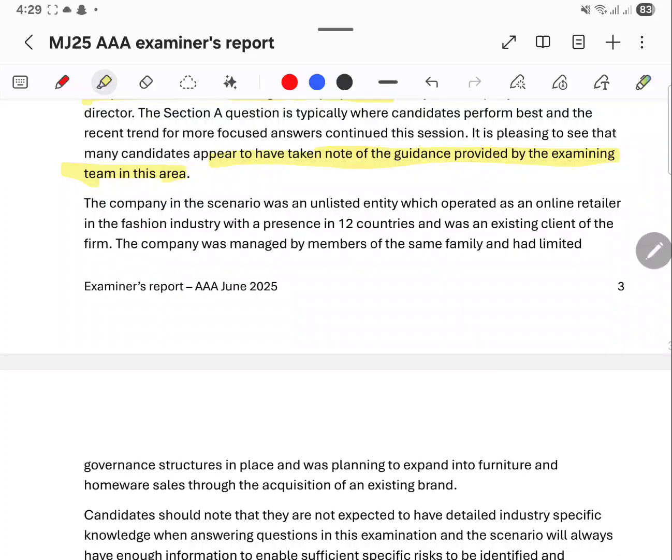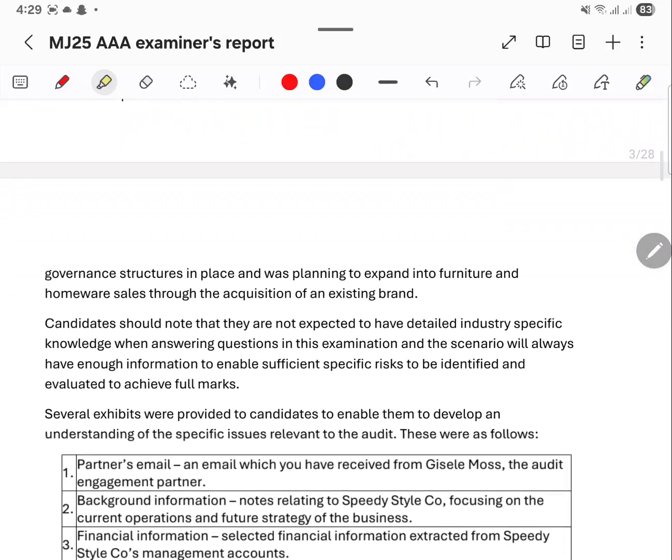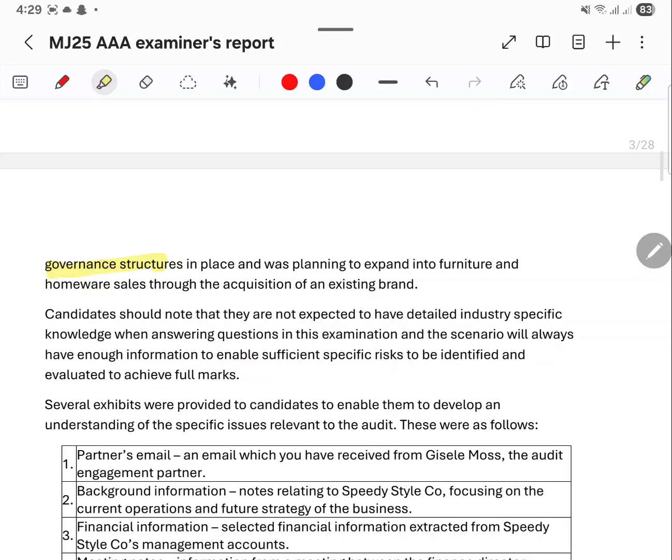The company in the scenario was an unlisted company which operated as an online retailer in the fashion industry with a presence in 12 countries and was an existing client of the firm. The company was managed by members of the same family and had a limited governance structure in place, and was planning to expand into homeware sales through the acquisition of an existing brand.